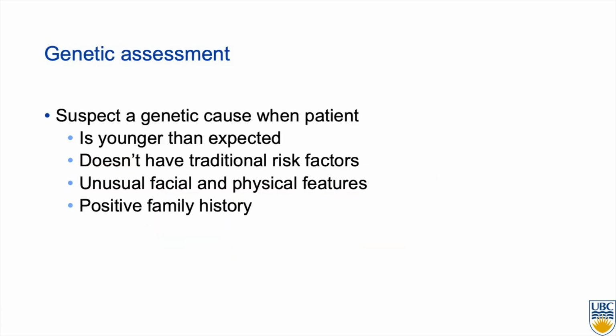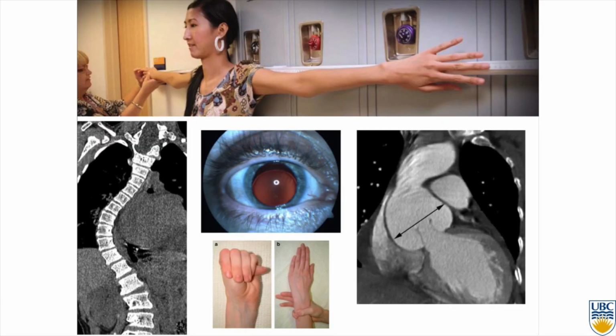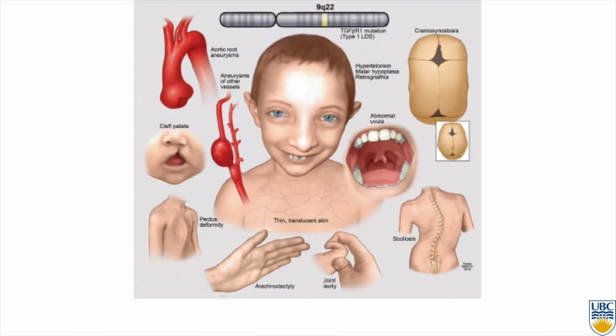One should keep a high index of suspicion of a genetically triggered aortopathy when treating a patient with acute dissection, especially in patients who are younger than expected, don't have typical traditional risk factors, have a positive family history, or unusual facial or physical features. Here are a couple of pictures of some patients with clearly syndromic features. I would recommend you learn these, especially the features of Marfan and Loeys-Dietz syndromes for the exam.